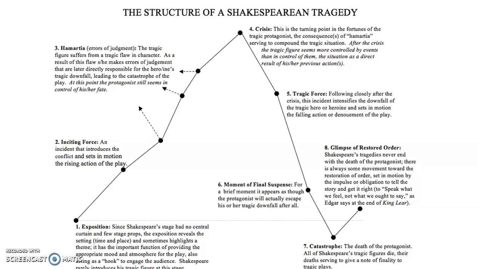The next thing, so stage 2 here, the second point, is called the inciting force. So that's when an incident introduces conflict and sets in motion the rising action of the play. So have a little think about Macbeth. What is it that sets him on that journey to not only social ascension, but to a big rise before a big fall? What is it that makes him think that he could, I suppose, take charge of his own life? And for me, that would probably be when the prophecy seems to be coming true.